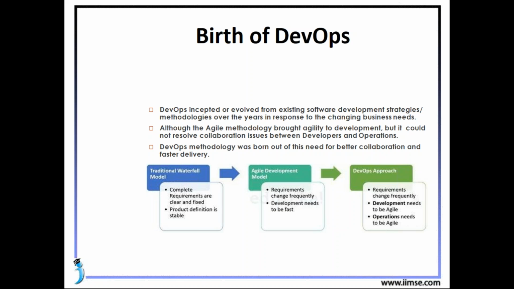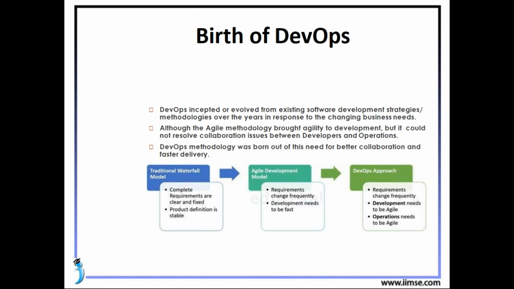Development needs to be agile. They address this, and the last thing, that operations needs to be agile, also got addressed with the birth of DevOps. So DevOps evolved from existing software development methodologies over the years in response to changing business needs. As we can say, need is the mother of invention. So changing business needs led to the inception of DevOps.